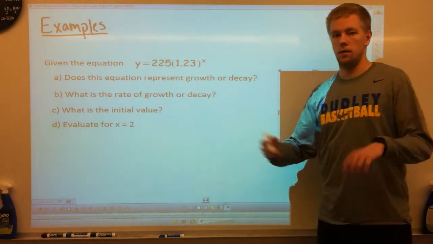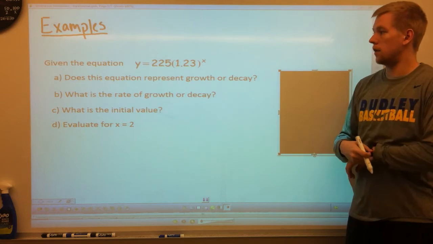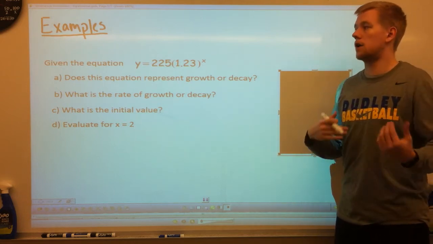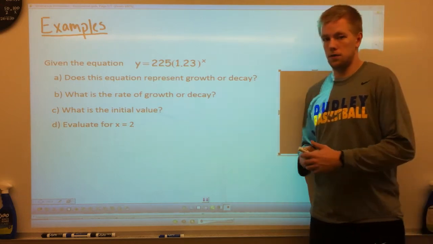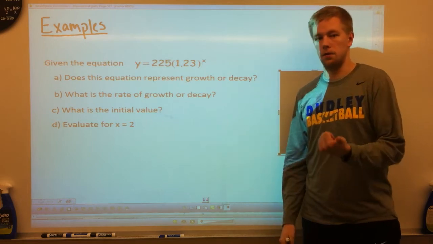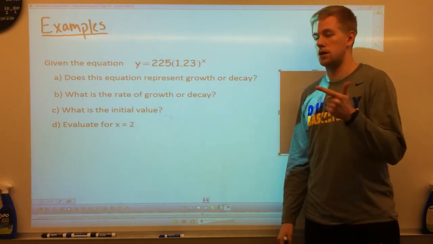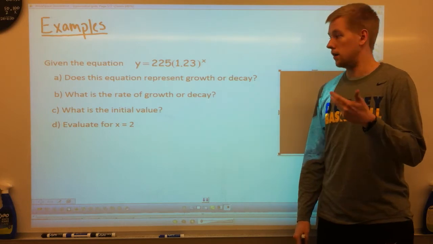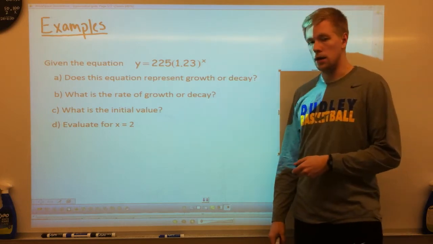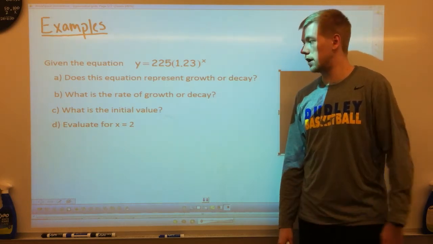Given this, this is what an exponential function is going to look like. They may give you this on the EOC, but this is kind of hitting all areas of exponential functions. Determining is it growth or decay, what's the initial value, what's the rate, and being able to evaluate given some time or some x value.